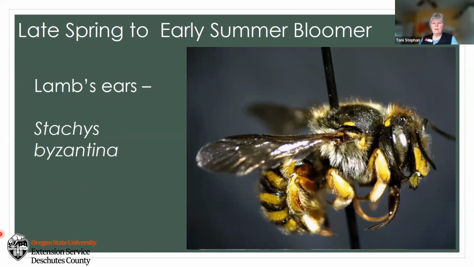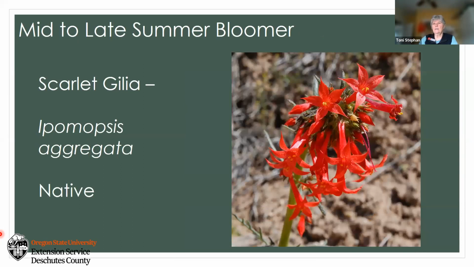But let me talk a little bit more about this bee. She will scrape off the hairs of things like lamb's ear. So she's called a wool carder bee because she's taking the wool off the plant and she's using that as a nesting substrate. Scarlet Gilia is really good for, obviously red hummingbirds, but some bumblebees will go to this also.